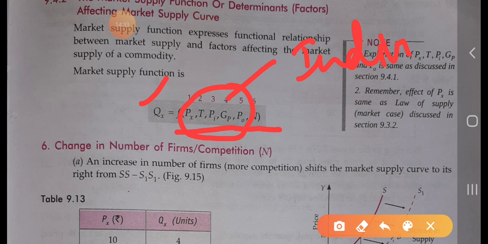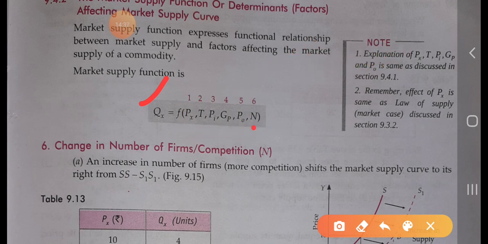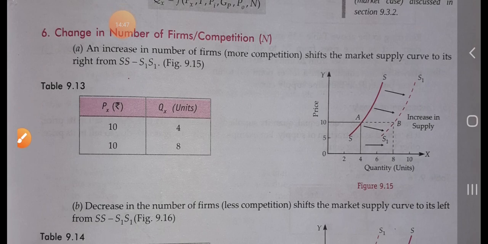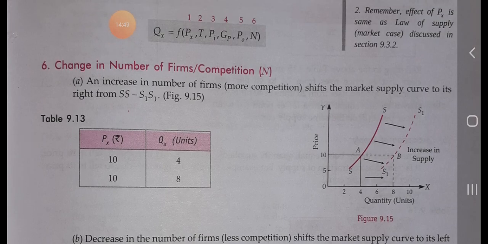Only N, that is the number of firms, is left out. So in this market supply function we will study the number of firms. So, change in the number of firms or competition. An increase in the number of firms: if the number of firms increases, ultimately more and more competition will exist.